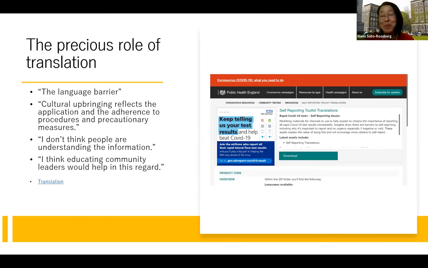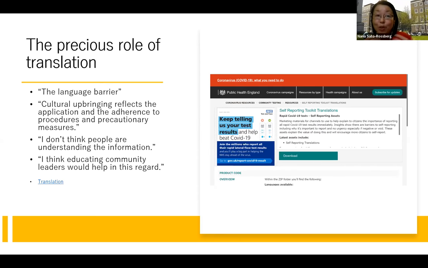For example, maybe he will not wear a mask, but I will wear a mask. It's just an example. Lutz wears a mask, please don't misunderstand. And many people answered our questionnaire saying that I don't think people are understanding the information. This is exactly coming from what I explained now. There is a confusion of information, let's put it this way.